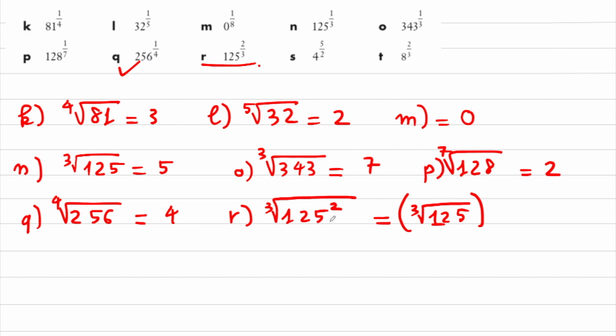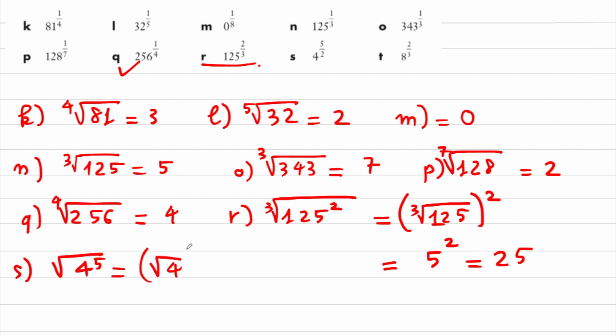And how about the number 2 here? Put them inside the bracket and I've got the power 2 outside. Inside the bracket, the cube root of 125 means 5. So 5 squared, I get 25. How about S? I've got the square root of 4 to the power of 5, and I will move the 5 outside the bracket, and then you've got 2 to the power of 5 here, and 32. Question S, we finished.